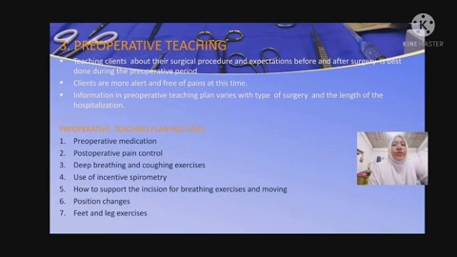And the third is preoperative teaching. It includes the following: teaching the client about their surgical procedure and expectations before and after surgery is best done during the preoperative period. Next, clients are more alert and free of pain at this time. Last, information in the preoperative teaching plan varies with the type of surgery and the length of hospitalization.